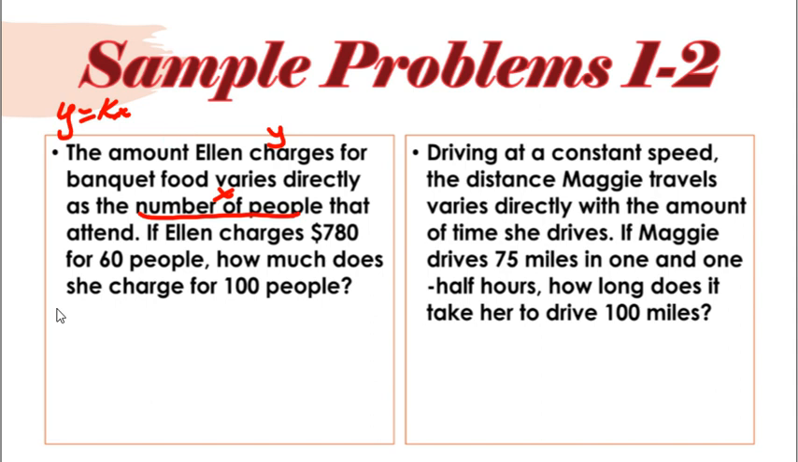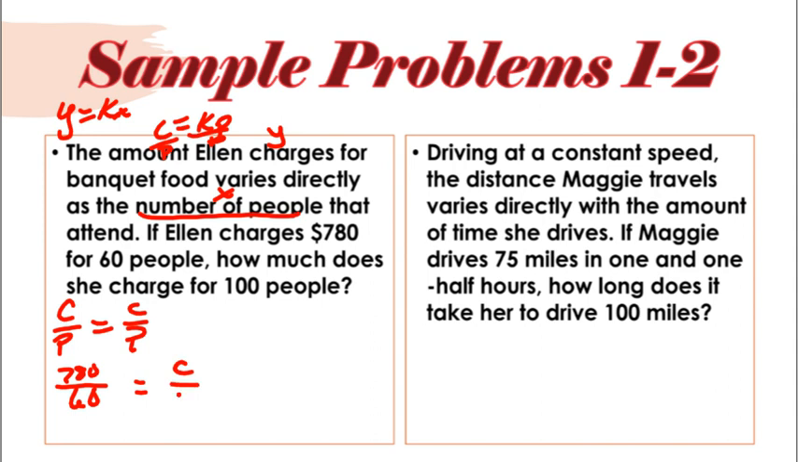We'll use charges is the same as the constant times the number of people. So I'm going to use p for people. If I want to solve for the constant, I divide by p on both sides. And when I'm going from one situation to the other, the constant stays the same. So it's charges to people, the same as charges to people. If I set up a ratio here, I would have $780 to 60 people is the same as charges for 100 people.